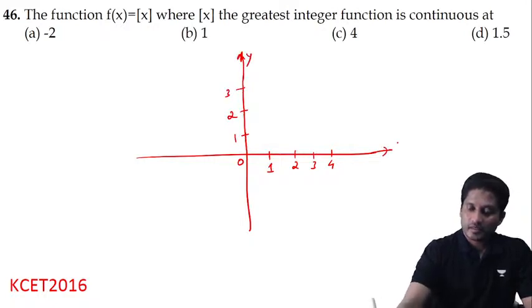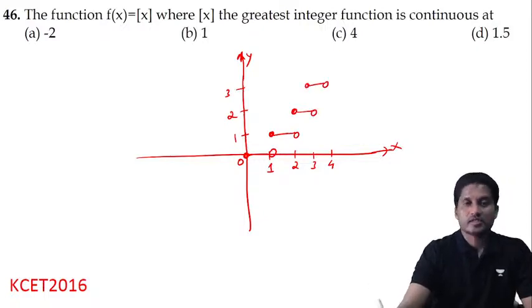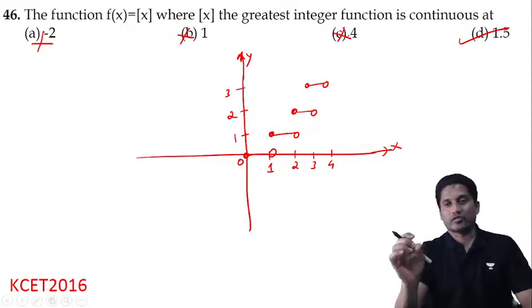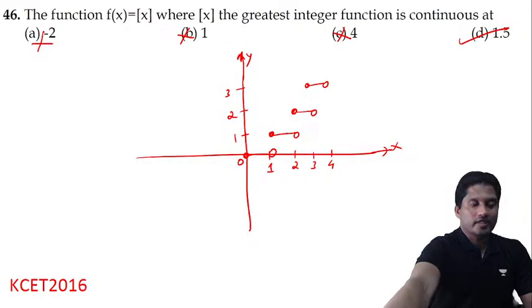Output will be equal to 1 if I include 1, exclude 2. Output is 2 when I include 2, exclude 3. Again, this is include 3, exclude 4. This is a step function. So it is discontinuous at integers and continuous only at non-integers. Answer is option D.